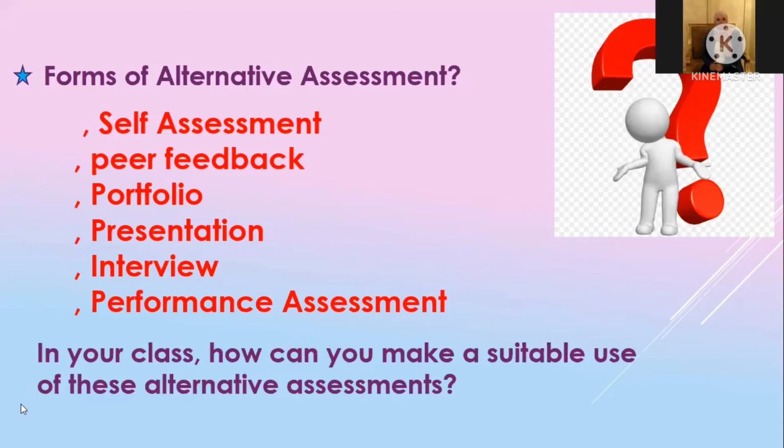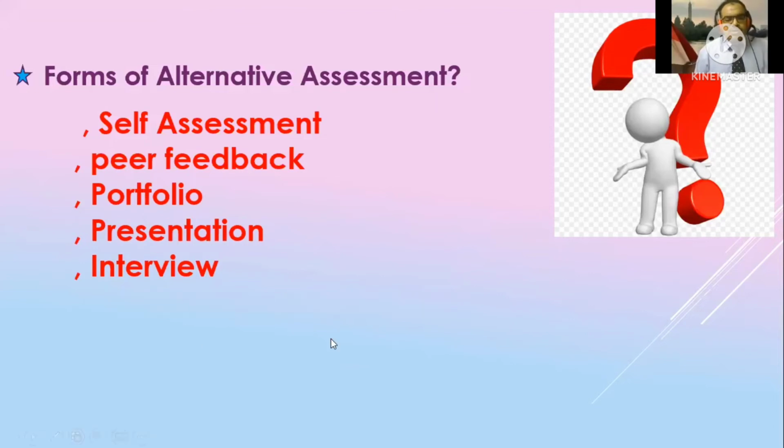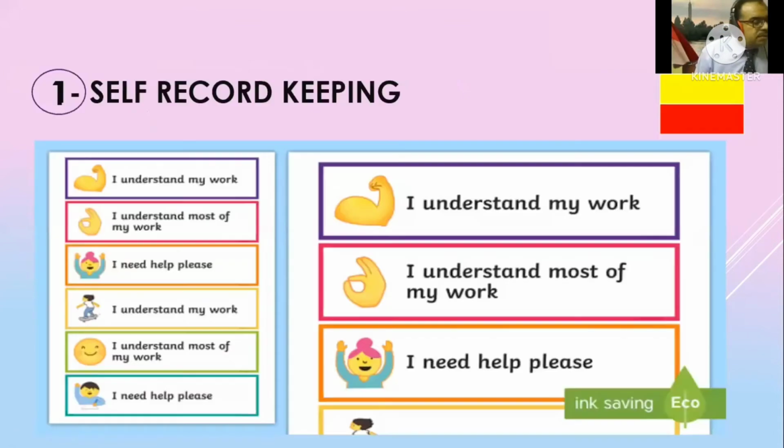We're reviewing the forms of alternative assessment: self-assessment, peer feedback, portfolio, presentation, interview, and performance assessment. Do you now see the new slide? Okay. So number 1, it's called self-record keeping.